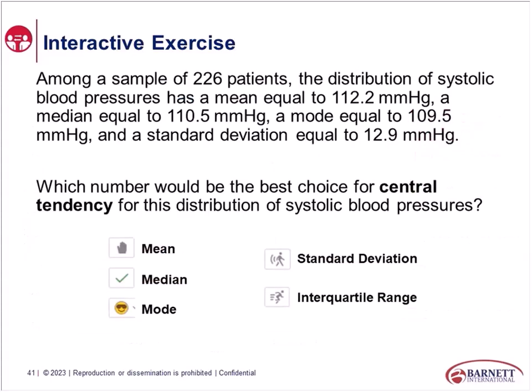Oh, wait, one more here. Okay, a bit more difficult here. Among a sample of 226 patients. So we have 226 patients. The mean, I'll just highlight a few things for you. Okay, so we have the mean equal to 112. We have a median equal to 110.5. And then we have a mode.